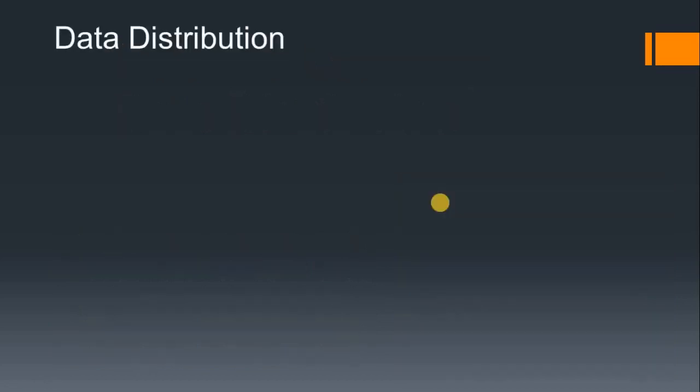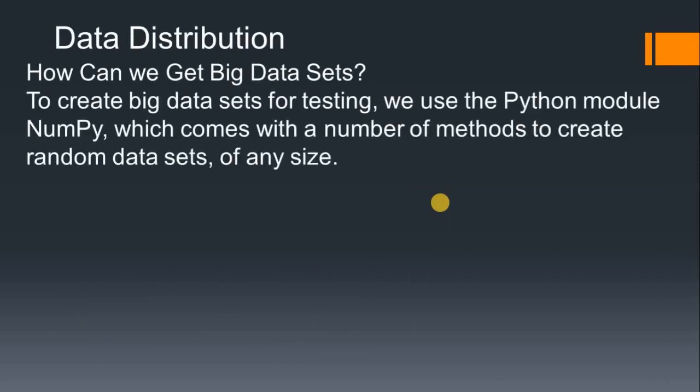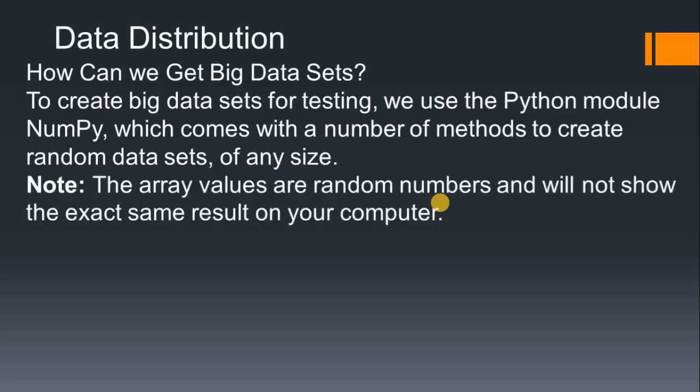Now in this machine learning series on data distribution, we will see how we can get a big data set. For that, to create a big data set for testing, we can use the Python module numpy, which comes with a number of methods to create a random data set of any size. We will get many values by using the random method. One important thing is that the array values are random numbers and will not show the exact same result on your computer.